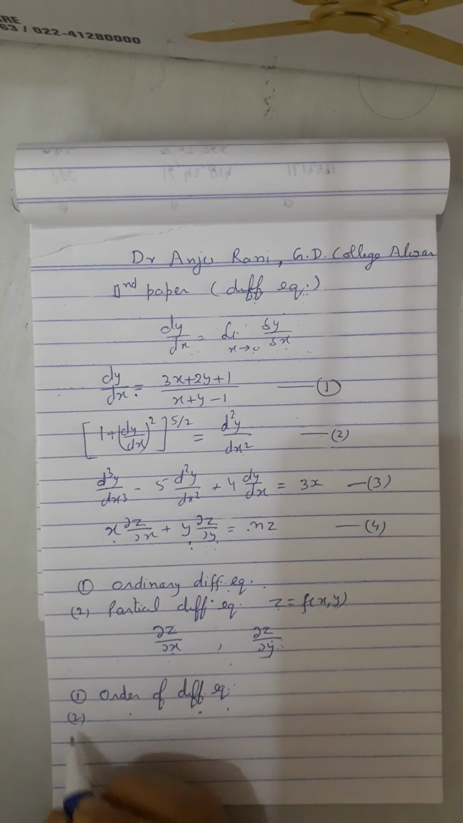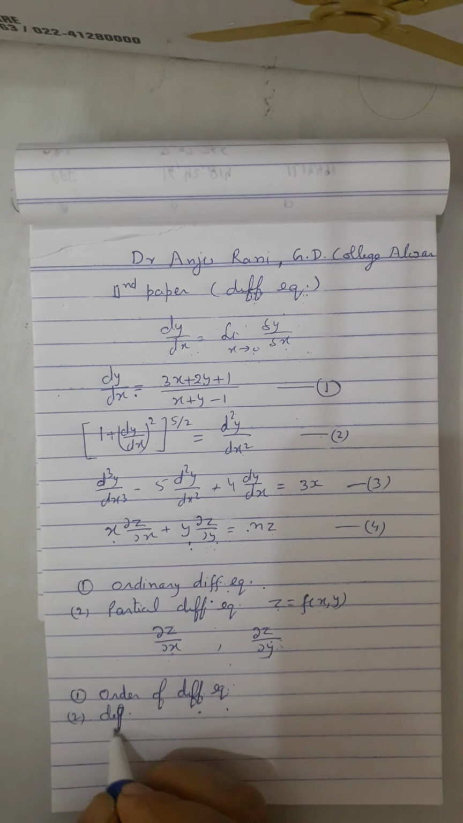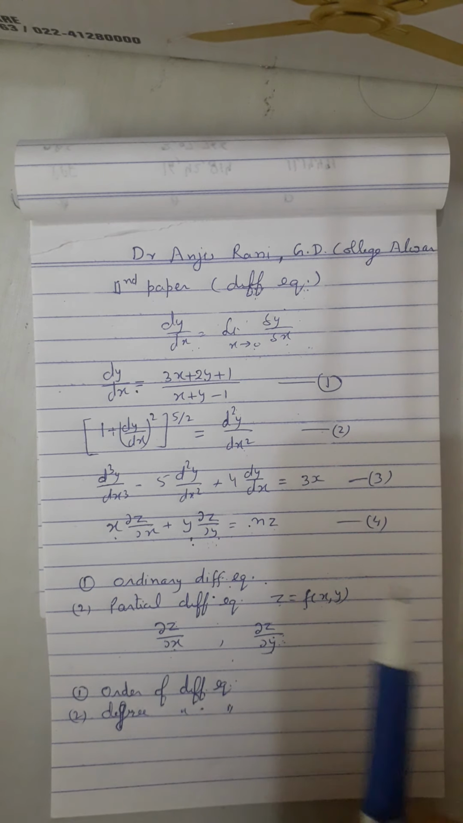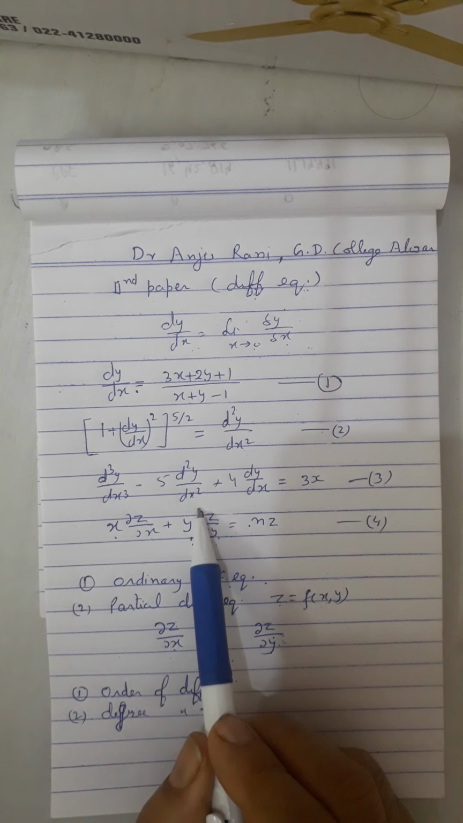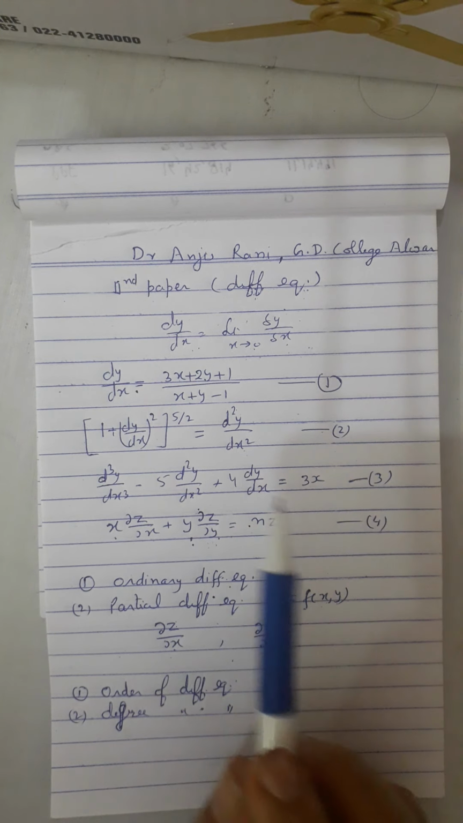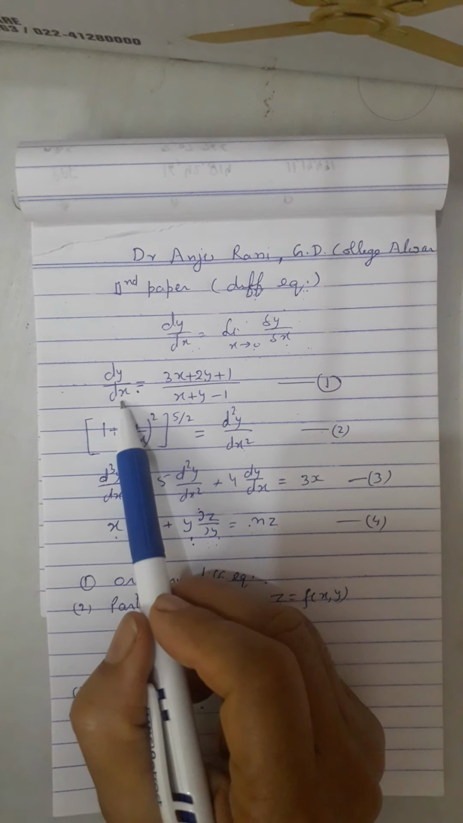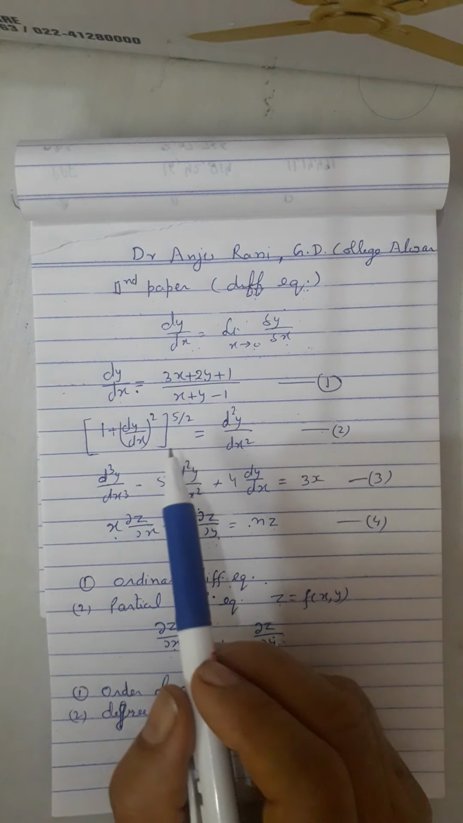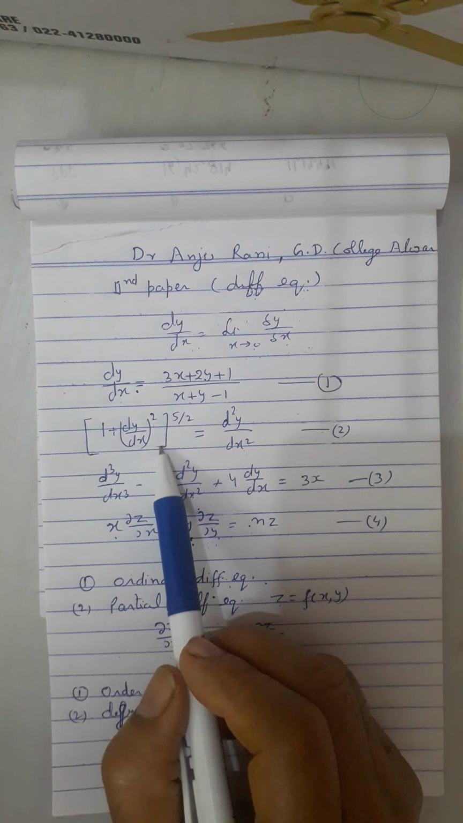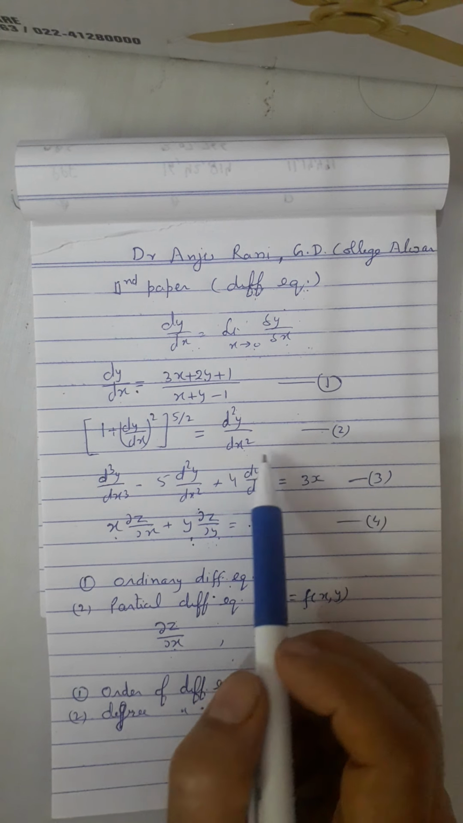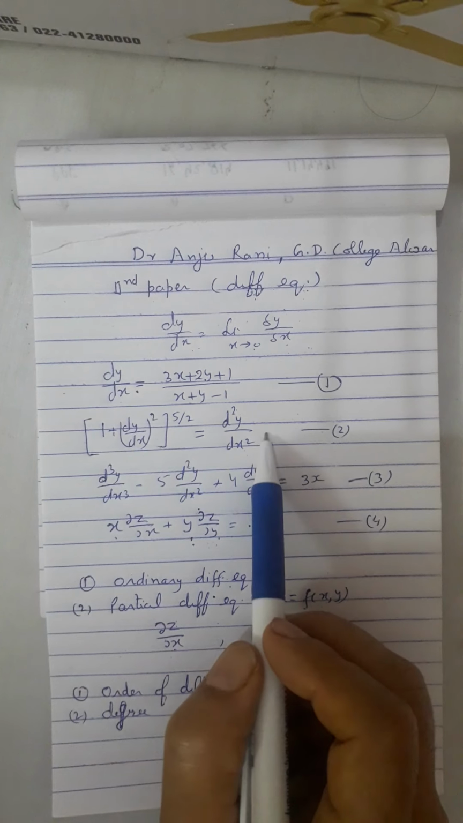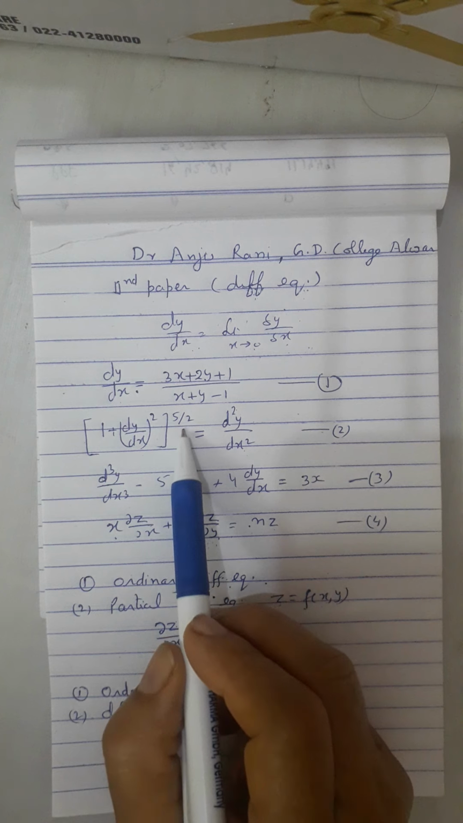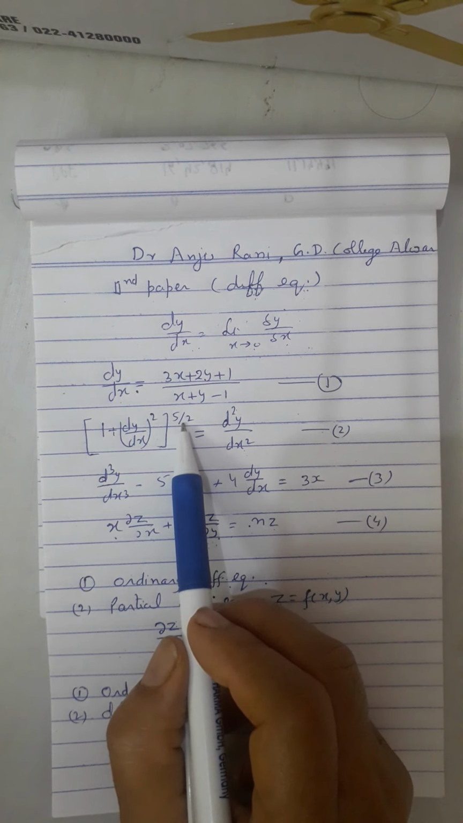Second thing is degree of differential equation. Degree of differential equation means the power of the highest order derivative is called the degree of that differential equation. In this, the highest order derivative is 1 and its power is 1, so degree is 1. Here in equation number 2, the highest order derivative is d2y upon dx square, but the power is in fractions, in irrational numbers. So first we will make the power rational.